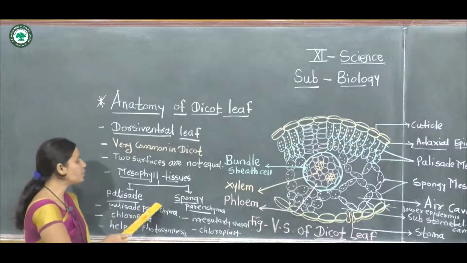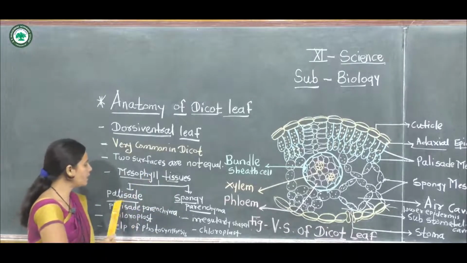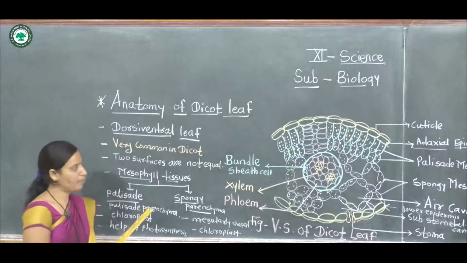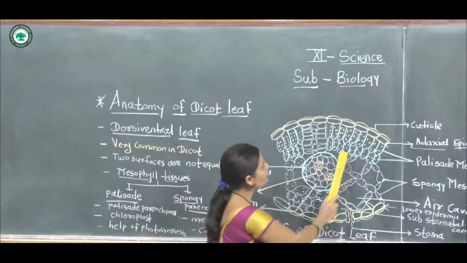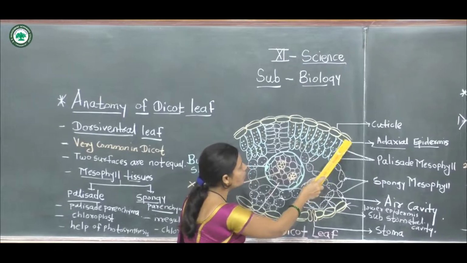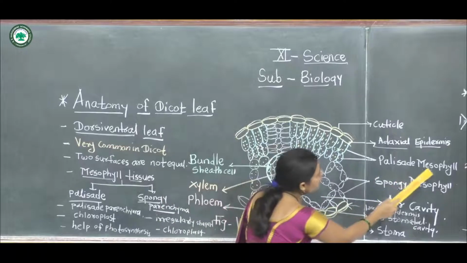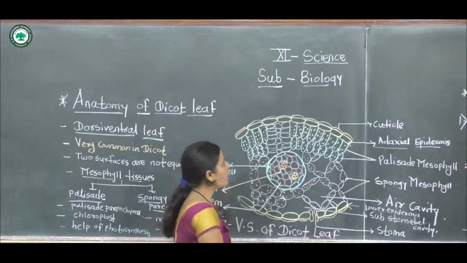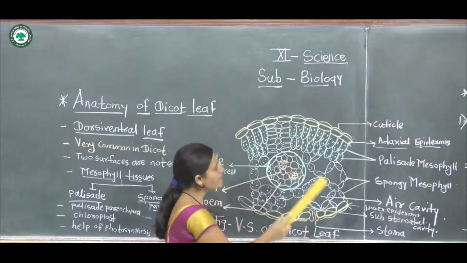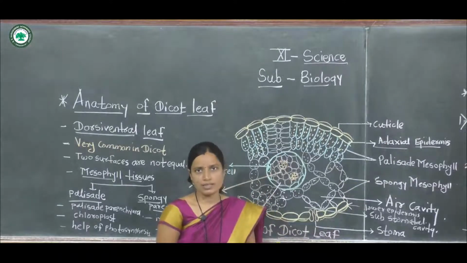The mesophyll cells get divided into palisade parenchyma cells and spongy parenchyma cells. In the internal structure of the mesophyll, below the upper epidermis, we find the palisade mesophyll cells. These cells are compactly arranged, and in this palisade mesophyll tissue there are a number of chloroplasts.